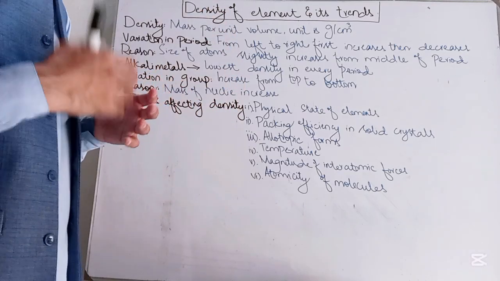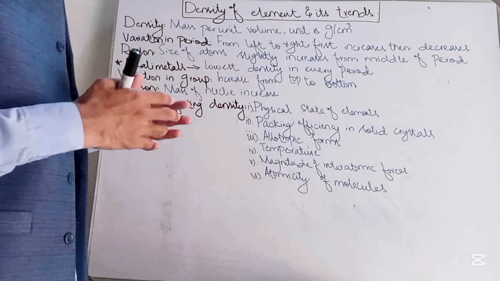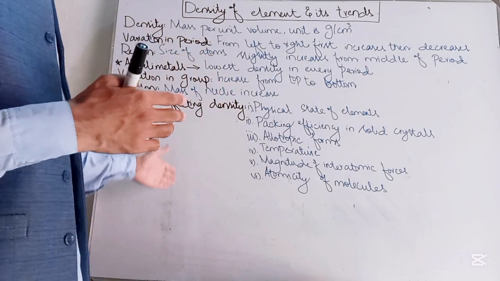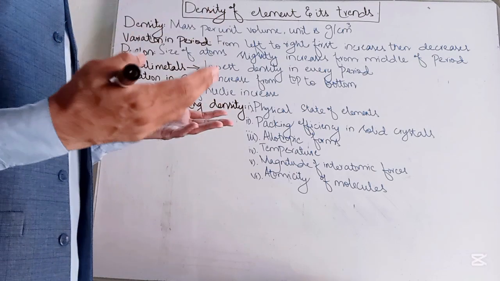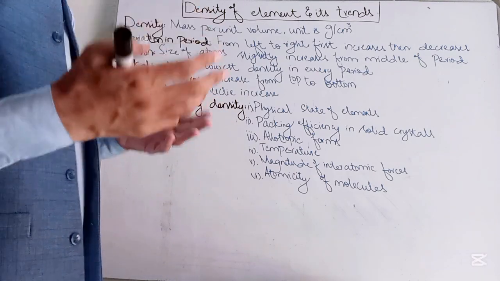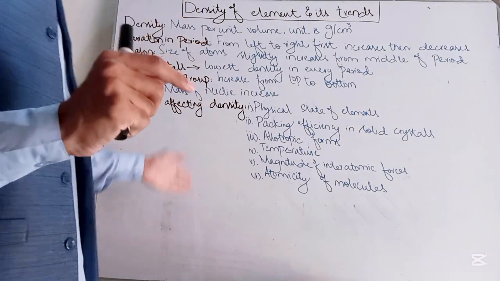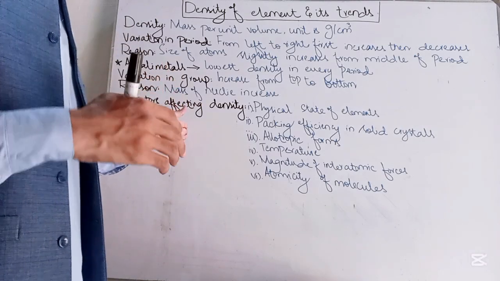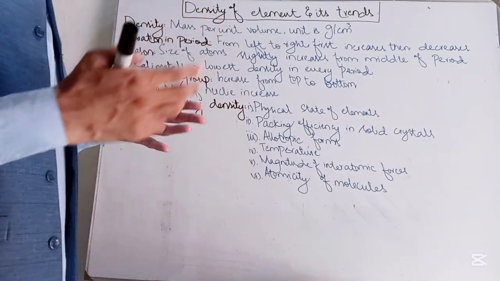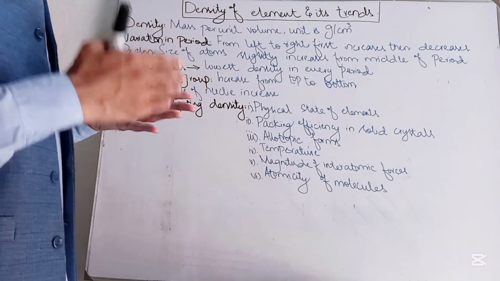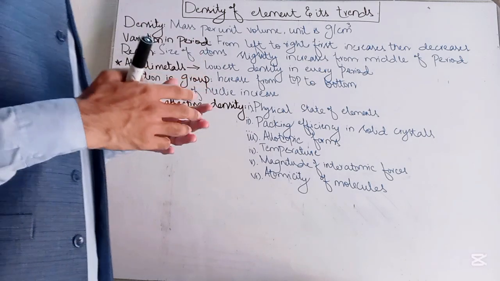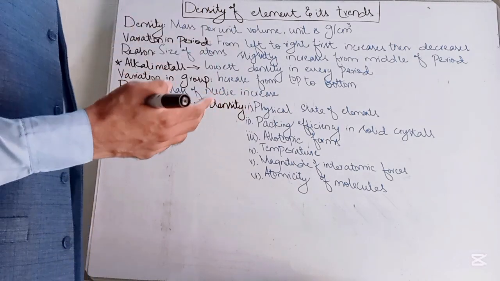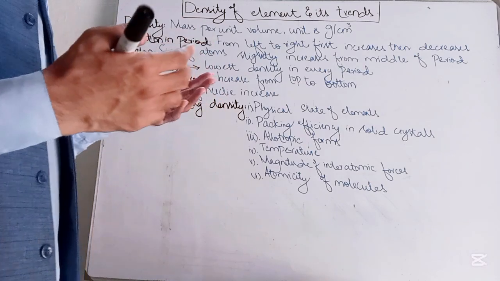Next, we talk about the variation in the group. The density increases from top to bottom. As we know, from top to bottom, the size of the atom goes on increasing. But why does the density still increase with the increase in size from top to bottom? The reason is that going from top to bottom, not only is the size of the atom increasing, but the atomic weight or the weight of the nucleus is also increasing because of the increase in the number of protons and neutrons. So with the increase in the mass or the weight of the nucleus, the density still increases besides the increase in the number of shells or the increase in size from top to bottom.